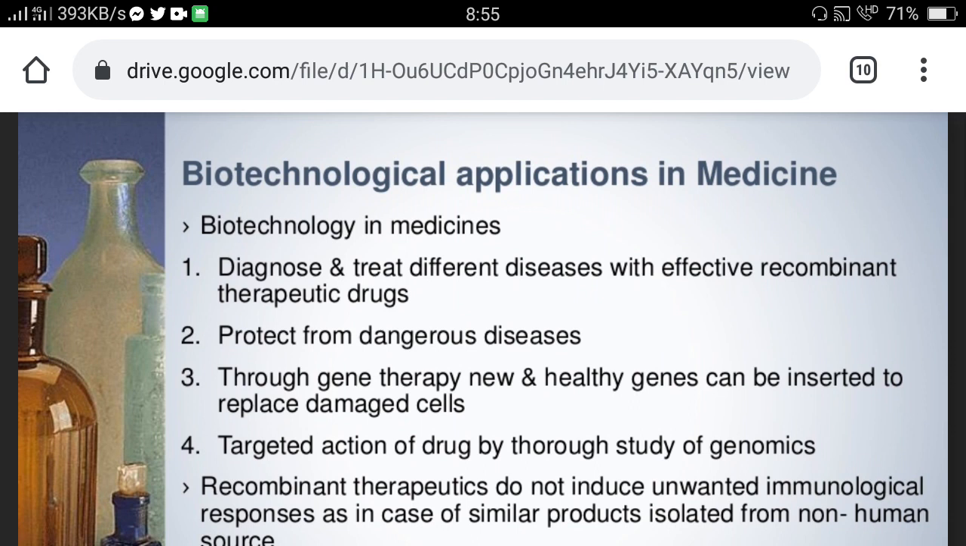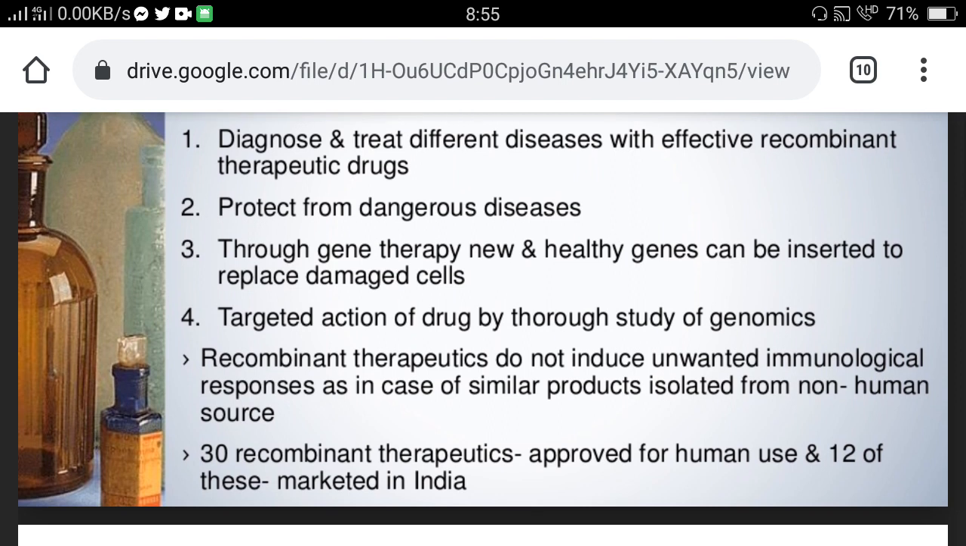Biotechnological application in medicine. Biotechnology in medicine diagnoses and treats different diseases with effective recombinant therapeutic drugs, and protects from dangerous diseases. Through gene therapy, new and healthy genes can be inserted to replace damaged cells. Drug action can be targeted through the study of genomics. Recombinant therapeutics do not induce unwanted immunological responses as in the case of similar products isolated from non-human sources. 30 recombinant therapeutics are approved for human use and 12 of these are marketed in India.